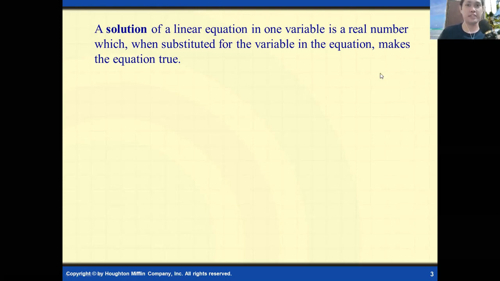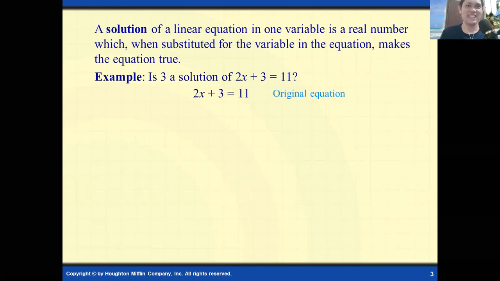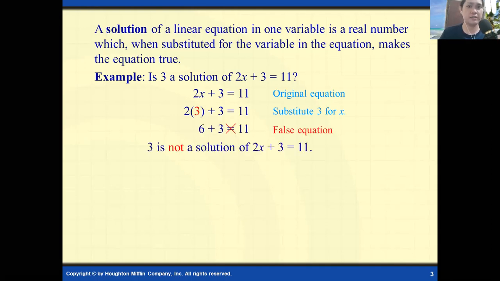So let's try to expound this one. Let's have an example. Is 3 a solution of 2x plus 3 is equal to 11? What do you think? Let's see. 2x plus 3 is equal to 11, the original equation. Then you have 2 times 3 plus 3 is equal to 11 by substituting 3 for x. No, it's a false equation. Why? Because 6 plus 3 is 9, so it's not equal to 11. So 3 is not a solution of 2x plus 3 is equal to 11. Can you follow? I hope you can follow.